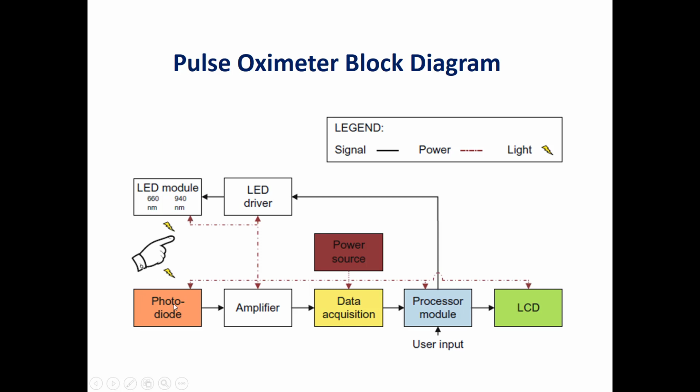And this is measured by the photodiode. The photodiode signal is then measured through an amplifier. This is a special type of amplifier. As we know, the photodiode will give us a current, so this amplifier is a current to voltage converter. Then we have data acquisition and so on. This is a general block diagram for the pulse oximeter.